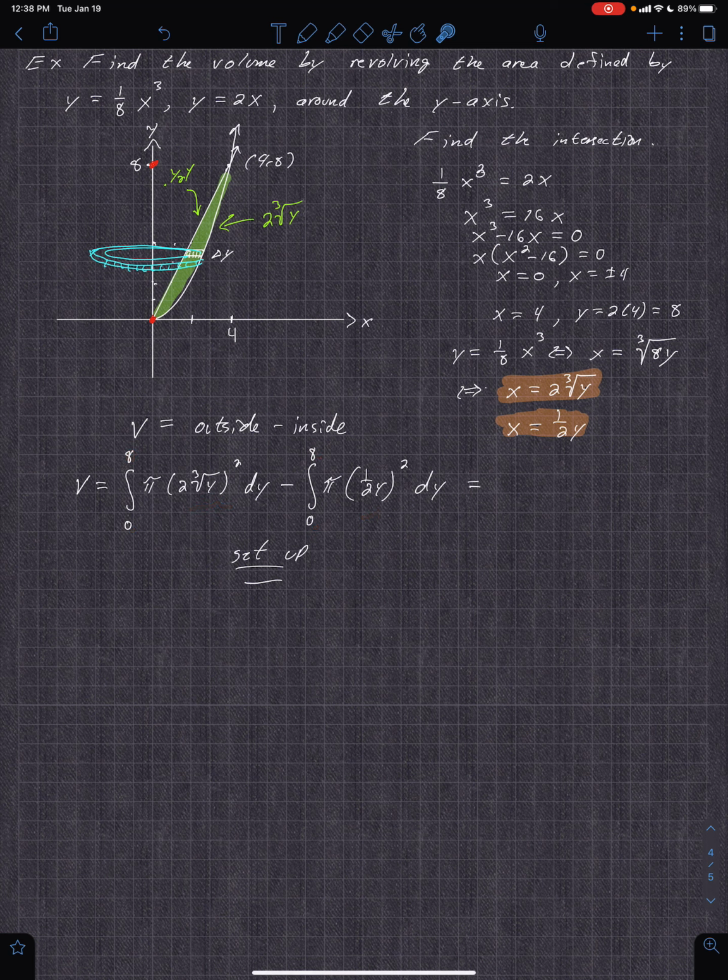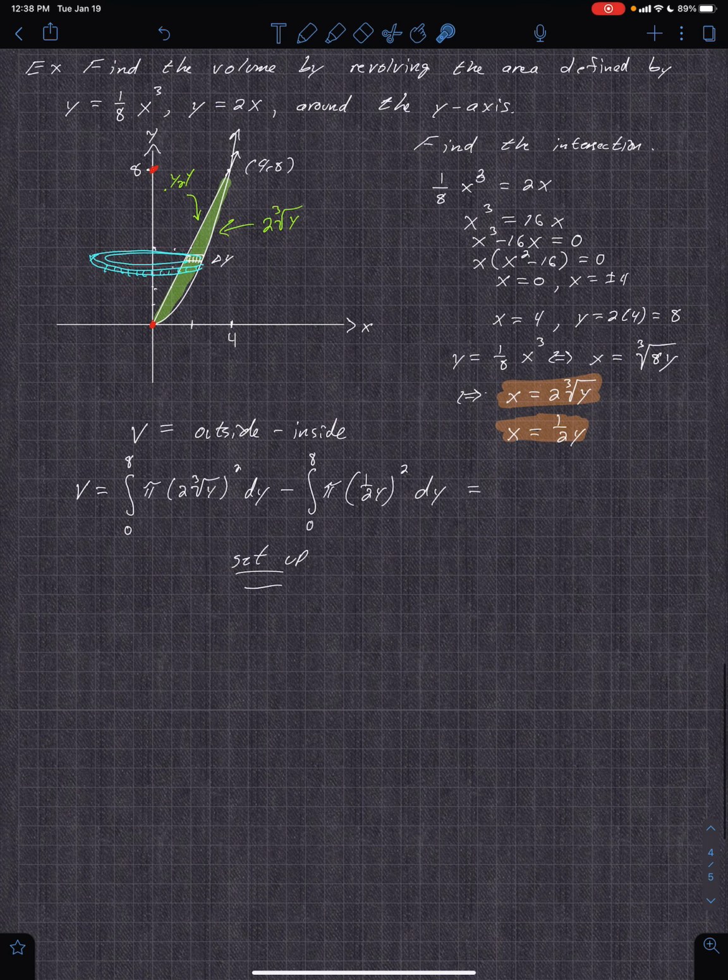Okay, next we will do an example of another thing in 6.1, which is solids with known cross-section. That probably will be a short video, and maybe I'll do one more example. Let's just do another example, and we'll do volumes of known cross sections.